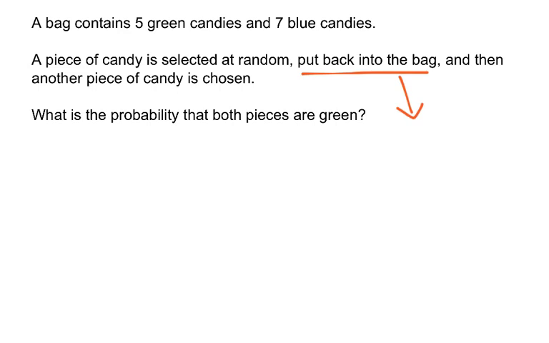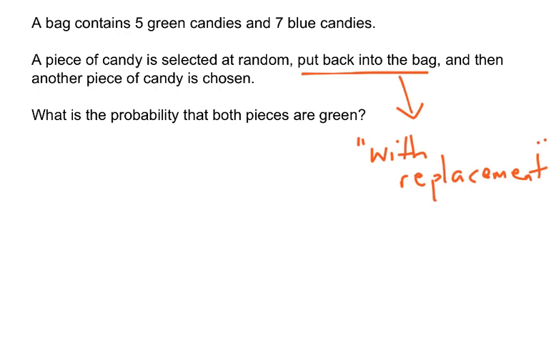This leads us to a really important term for us, that is with replacement. If you see the term with replacement in a problem, that means we put the candy back in before we made the second choice, and that makes a big difference when we're looking for probability. Let's go ahead and try to solve this one.